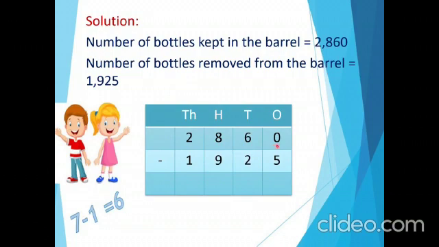2,860 bottles are kept in the barrel. From that, 1,925 bottles are removed. So how many are left means we have to do subtraction. To do subtraction, we have to start from the ones column. In the ones column, 0 minus 5 is there. 0 is the smaller number, 5 is the greater number. We cannot do simple subtraction over here. So we have to do regrouping.